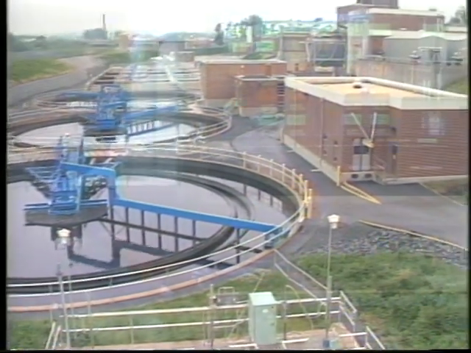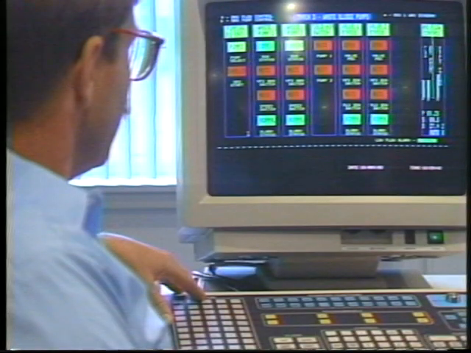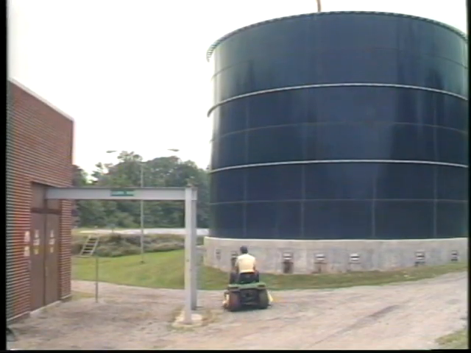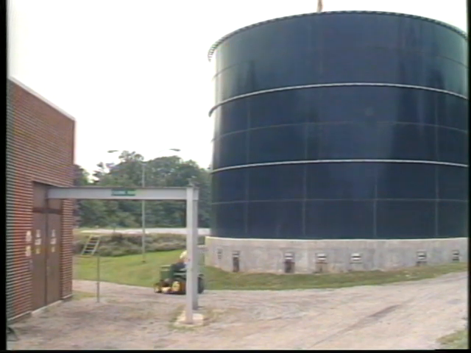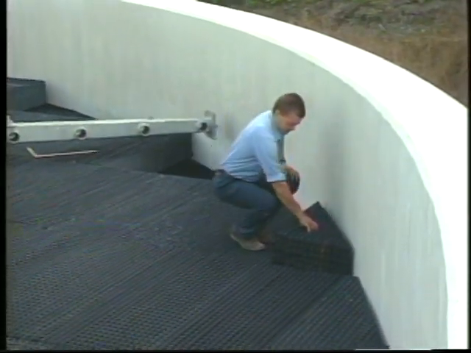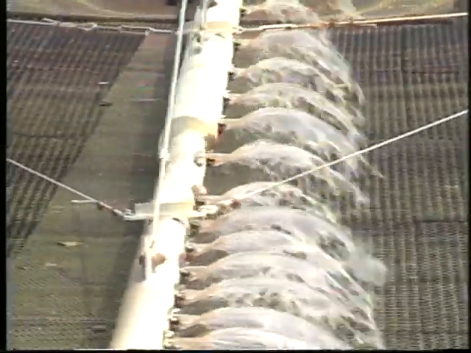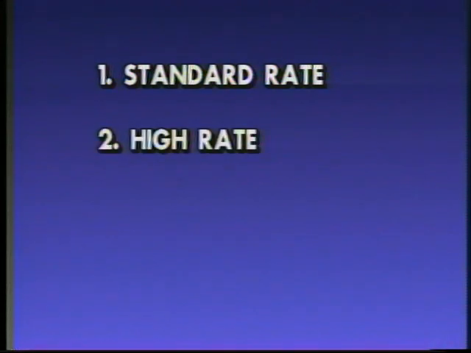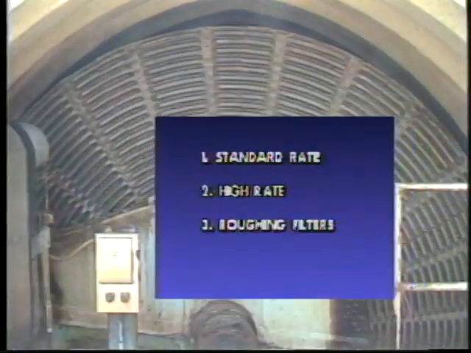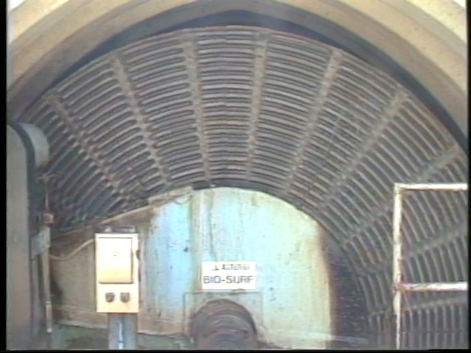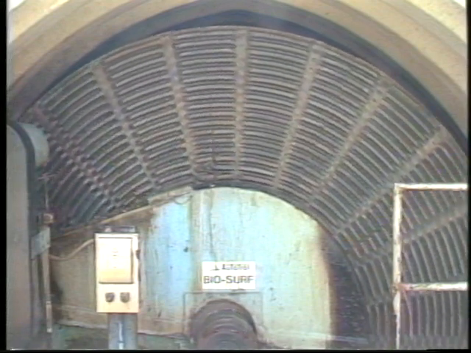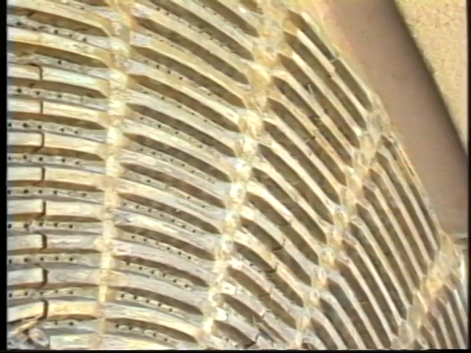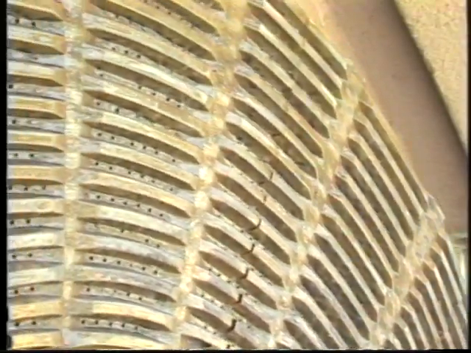Now, let's take a moment and quickly review what we've learned. The four basic components to a trickling filter are the structure, the media, the distribution system, and the underdrain system. Three basic categories of trickling filters include standard rate, high rate, and roughing filters. RBCs perform a similar function to the trickling filter, except the media is rotated in the wastewater instead of wastewater being spread over the media.